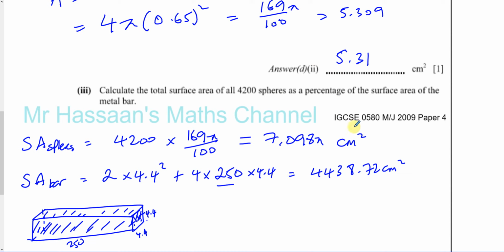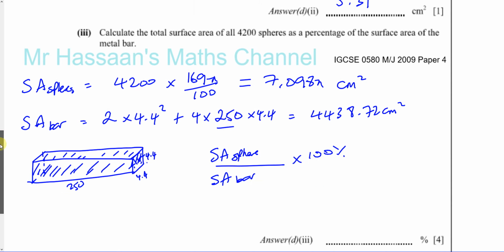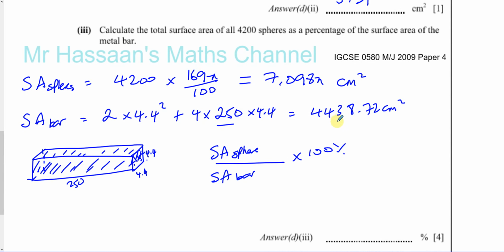And they want us to find the total surface area of all the spheres as a percentage of the surface area of the metal bar. So you've got to have the surface area of the spheres as a percentage of the surface area of the bar, and you multiply that by 100%. So whenever they want the percentage of something, whatever's after the word of is going to be the denominator.